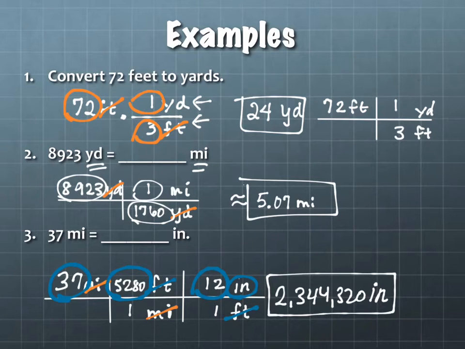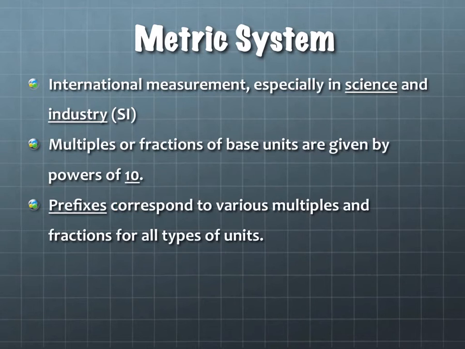So we're going to chat again. We've already done a lot with this, but we're going to chat more formally about the metric system next. The metric system is an international measurement system, very common, especially in science and industry, SI. So sometimes it'll be called the SI metric system. We'll see the S and the I put in there. Multiples or fractions of base unit are given by powers of 10, and prefixes correspond to various multiples and fractions for all types of units.